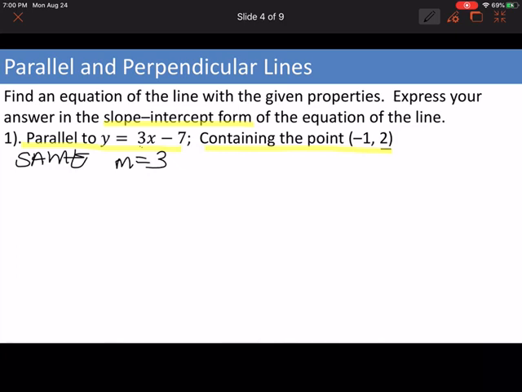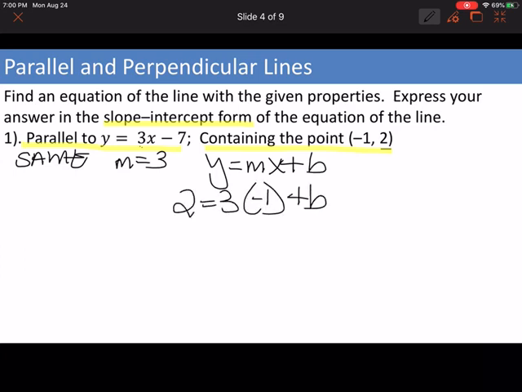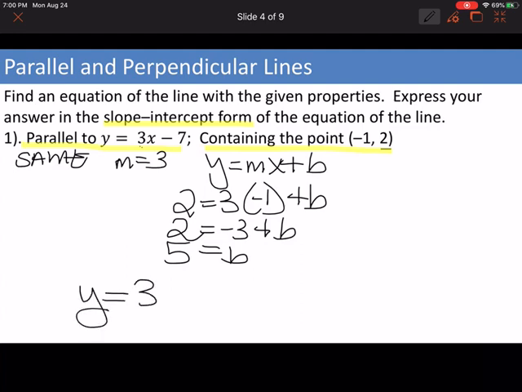And I'm going to use this point in our equation, right? Slope-intercept form. And again, we're just going to simplify and solve for b. And then write our equation, don't forget, because that is what it asks for at the very beginning.